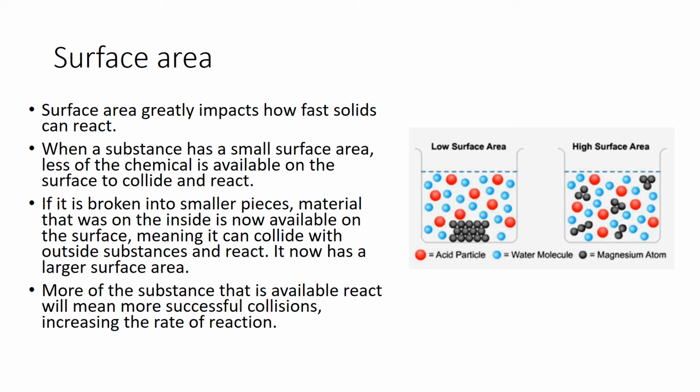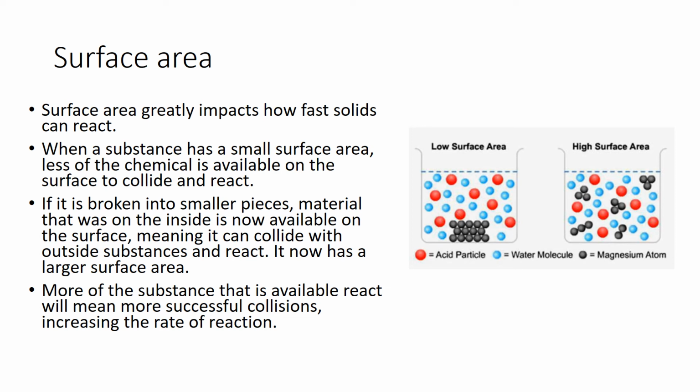But if we take that same magnesium and break it into small pieces, we can start to see that those particles in the middle that couldn't react are now available on the surface. That means acid particles are able to collide with them. When we increase surface area, we increase the amount of solid material that was in the center and is now showing on the outside. That means more particles are available on the surface to react.